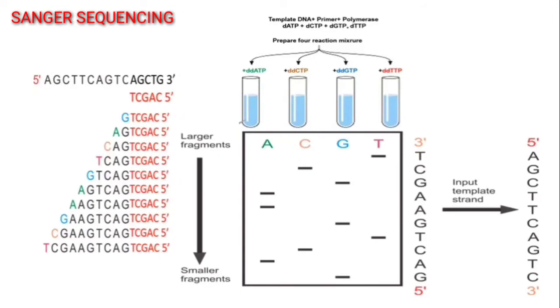We can see in this figure how we do Sanger's method of sequencing. Here you can see we take template DNA, primer, and DNA polymerase, and the normal dATP, dCTP, dGTP and dTTP, and make a reaction mixture. The primer will be labeled.